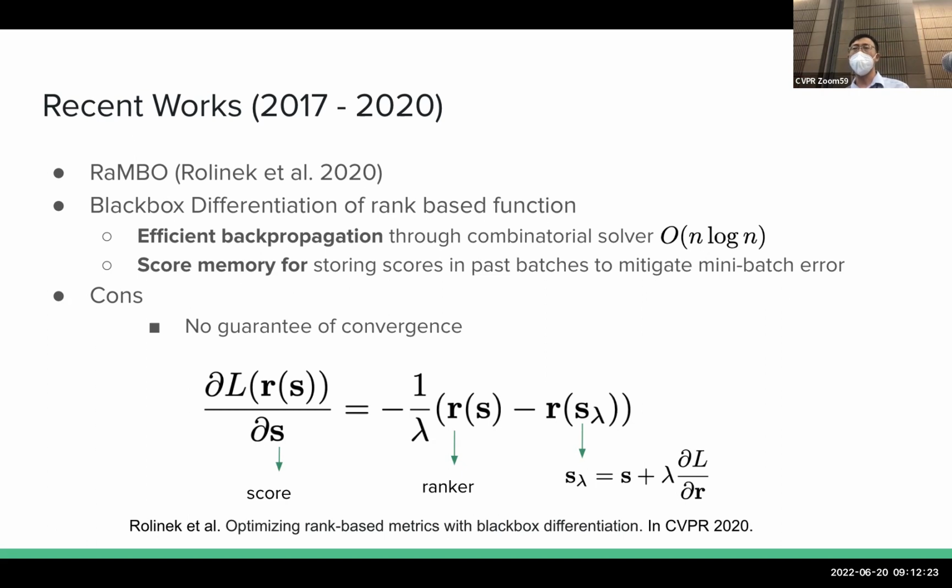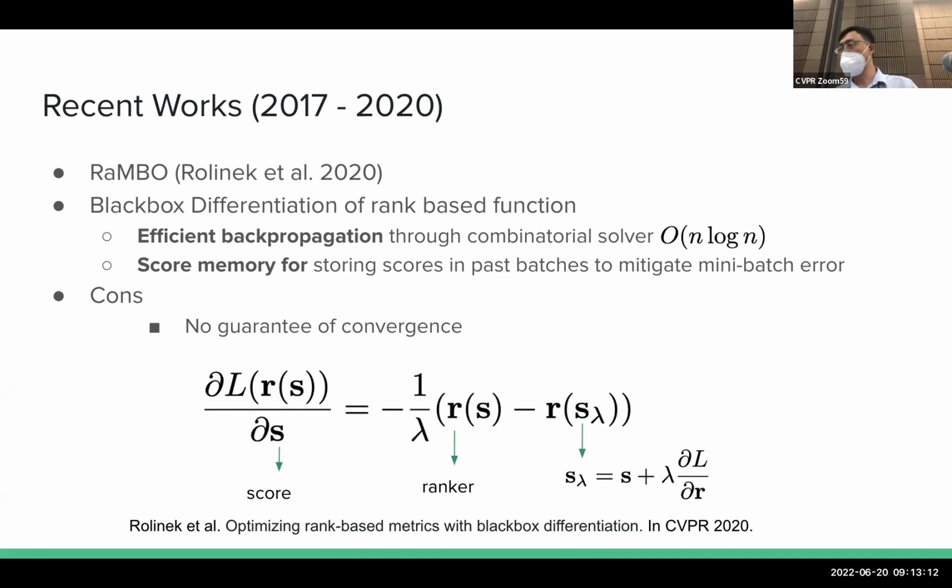Remember that the AP loss depends on the rank. So you have a score, and the score induces rank R, and that R is used to compute the AP loss. So the question is, how do we compute the gradient of the loss in terms of score S? If you have that, then using the chain rule, we can compute the gradient of L in terms of the model parameter W. The derivative theorem shows that the gradient of the loss in terms of score S can be represented as a difference between two ranks. R_S means the rank induced by score S. R_S-lambda is the rank induced by another score S-lambda, and S-lambda is computed by a gradient ascent step according to the gradient of the loss L in terms of rank R.